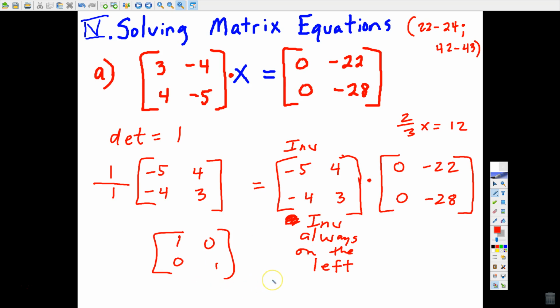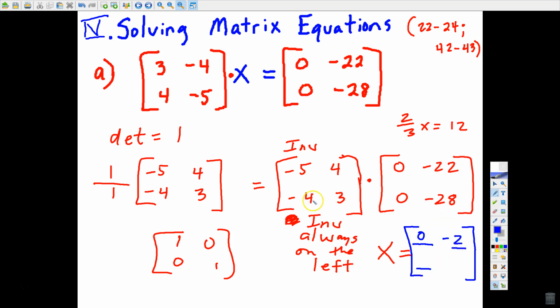Take 30, 45 seconds, multiply these two together. I'm going to come back to you and see what you got. Multiplying two matrices together, I do row times column, so this top left element should be easy. Negative 5 times 0 plus 4 times 0, 0. Here I'm doing negative 5 times negative 22, 110 plus 4 times negative 28, negative 112. So positive 110 plus negative 112 is negative 2.